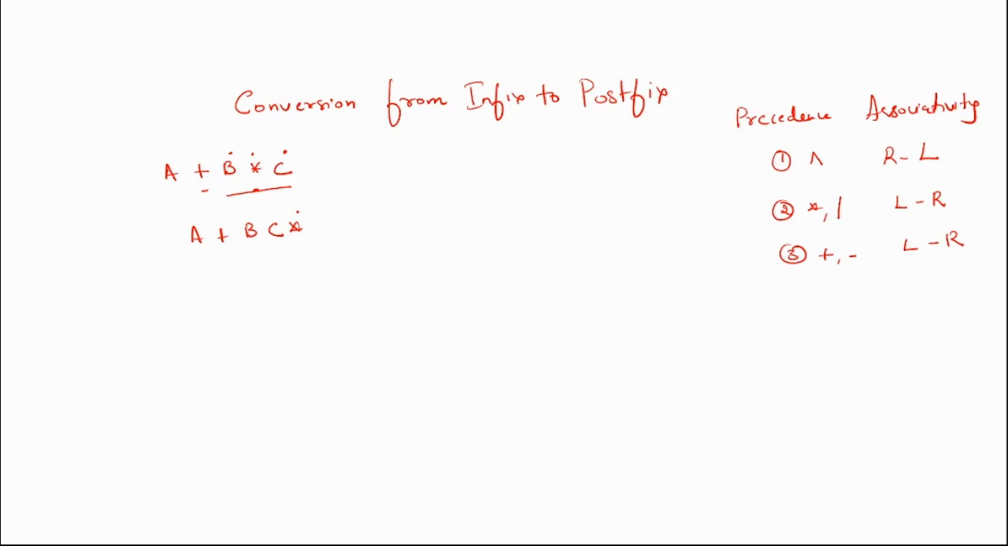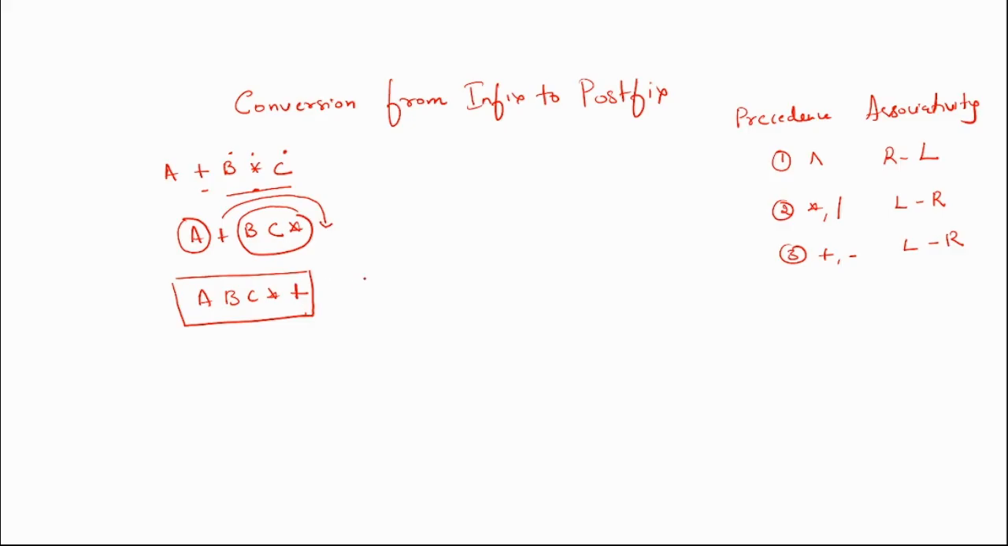So we have solved this now, and this is operand 1. Therefore now plus is the operator. I bring plus to the right hand side of operand 2, where a is operand 1 and b, c, star would be operand 2, right? So I can say a, b, c, star, plus. This would be our postfix expression, right?